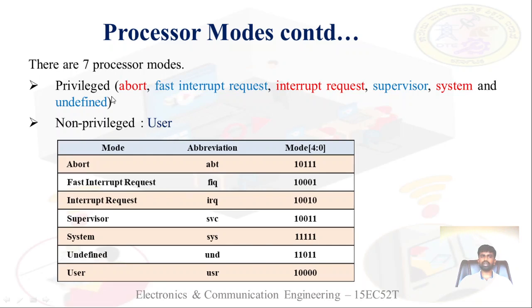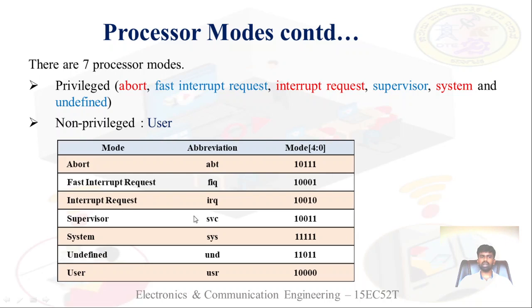We have 6 different privileged modes. One is abort mode, fast interrupt request mode, that is FIQ mode, interrupt request mode, IRQ mode, SVC, that is supervisor mode, system mode and undefined mode. These 6 are privileged modes. There is only one non-privileged mode, that is user mode.